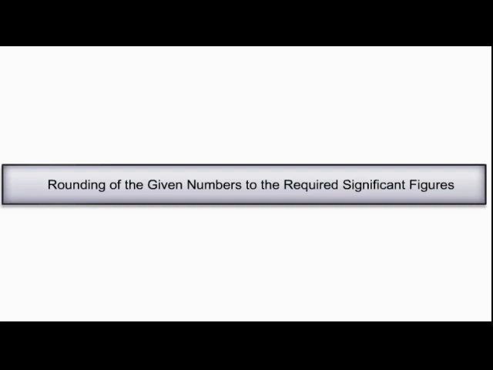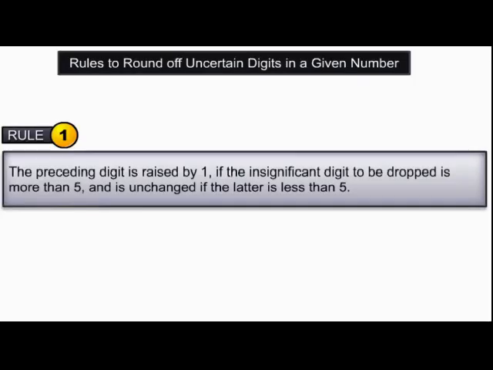Using the rules we just studied, decimal numbers can be rounded off to the required significant figures. There are certain rules to round off the uncertain digits in a given number. The rule by convention says that the preceding digit is raised by 1 if the insignificant digit to be dropped is more than 5, and is unchanged if the latter is less than 5.